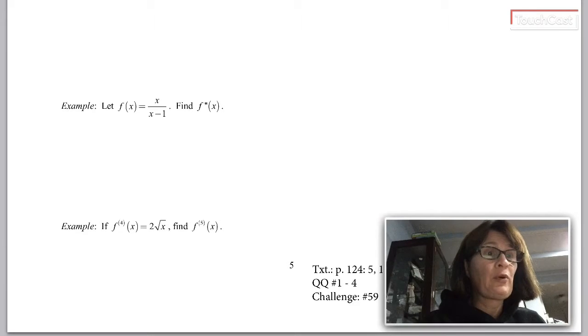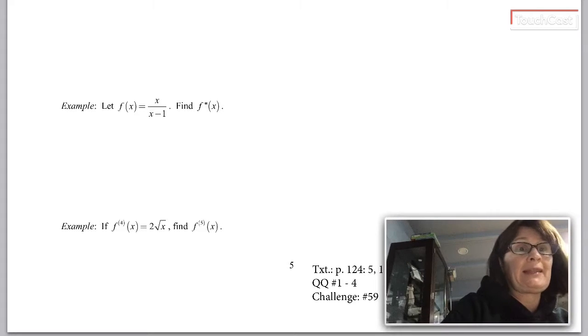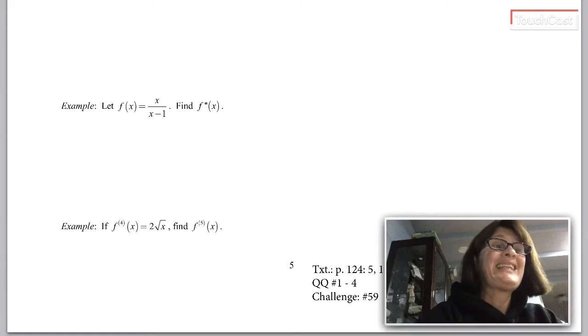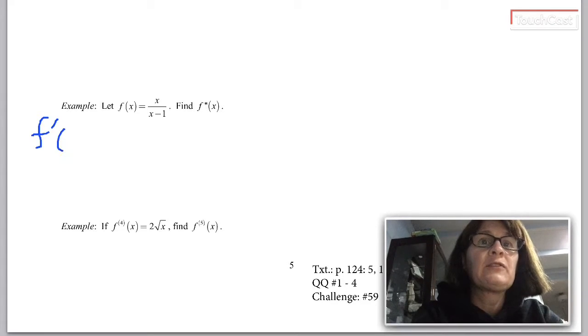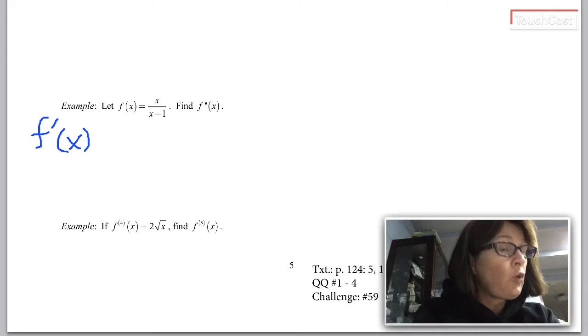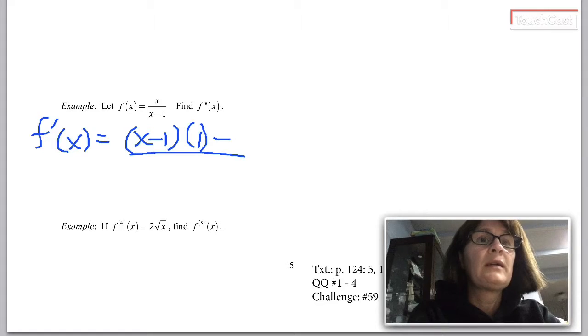All right, so this next one's an important example. It would not be uncommon to be given a function and be asked to find its second derivative. Well, okay, so we know from that last example the only way to get there is to start by finding the first derivative and then taking its derivative. So here we go. f prime of x is the first derivative. This is a quotient, so I'm going to have to use the quotient rule. x minus 1 times low times the derivative of the high is 1, minus x times the derivative of the low is 1, all over x minus 1.